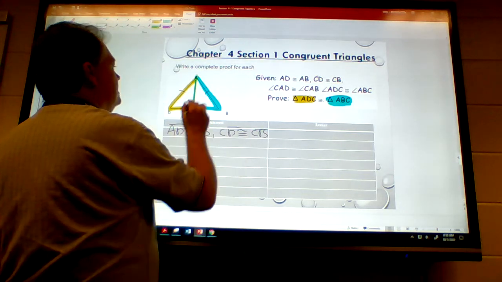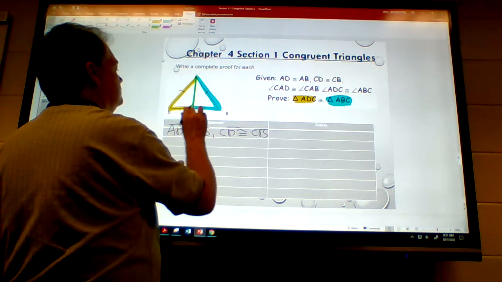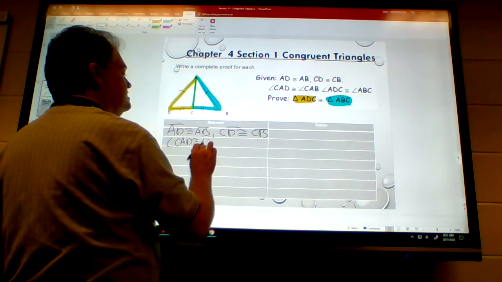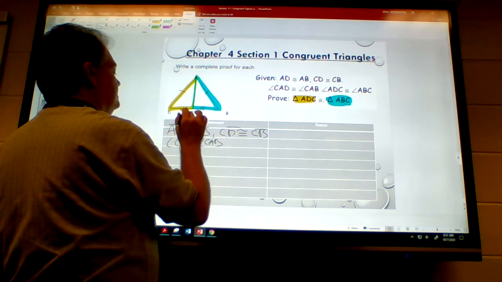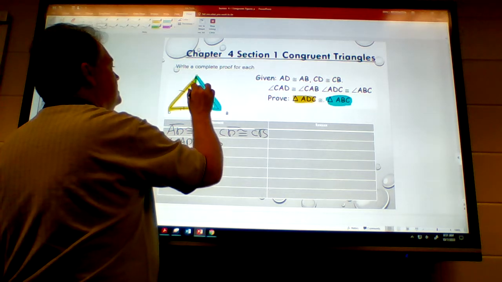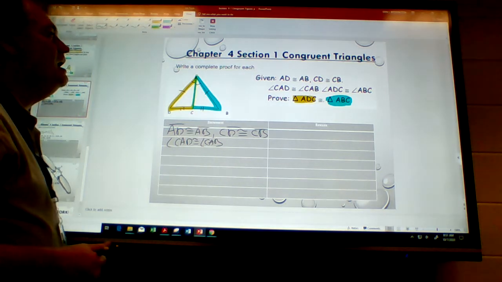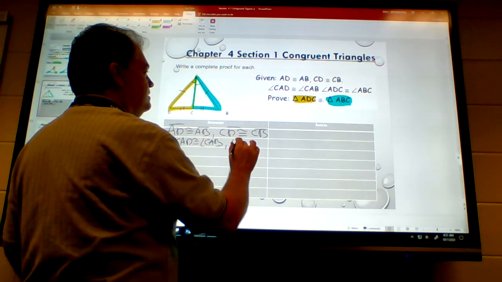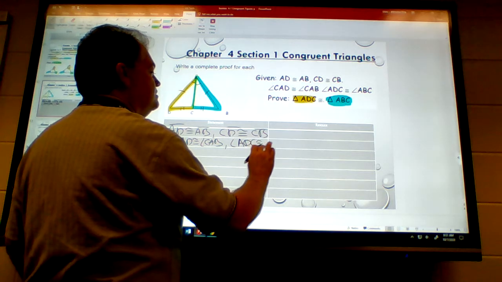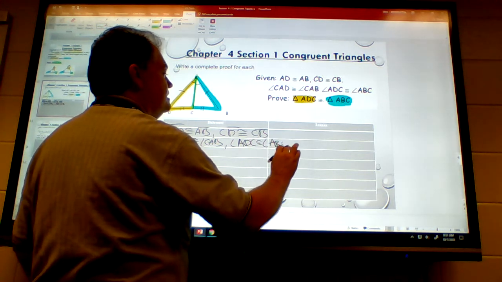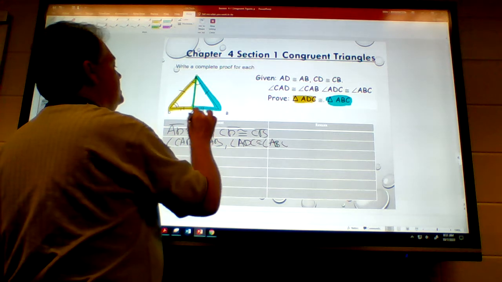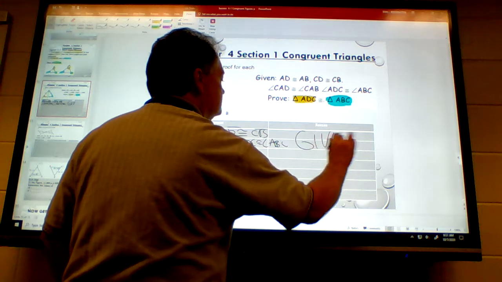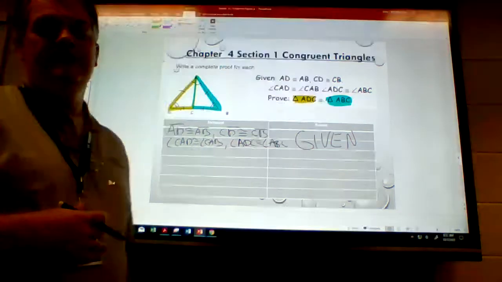We're also given that angle CAD is congruent to angle CAB, which I'm marking right there. CAD, this angle right here, and this angle congruent. I want to mark everything as I go through it. I get a visual. And I'm going to emphasize that in class. Angle ADC is congruent to angle ABC. So ADC, which is this angle right here, and this angle right there. Okay. Given. All right.